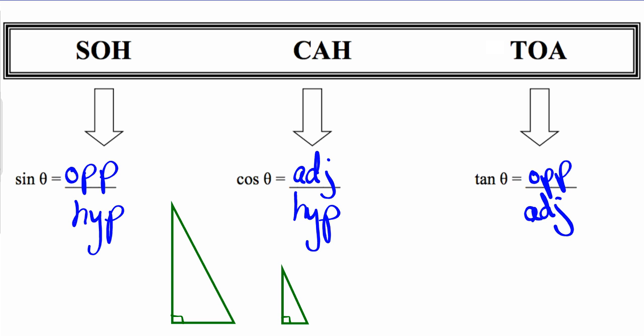What these ratios are saying is that for any triangle where I've got all of the angles the same, so let's say this angle and this angle I'm going to be talking about, the sine, cos, and tan of this angle in the big triangle is going to be the exact same value as sine, cos, and tan of this angle in the little triangle, because we're talking about a ratio.